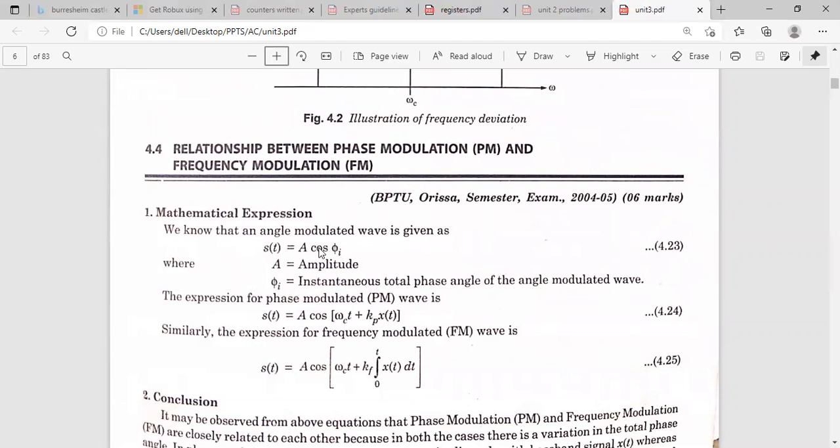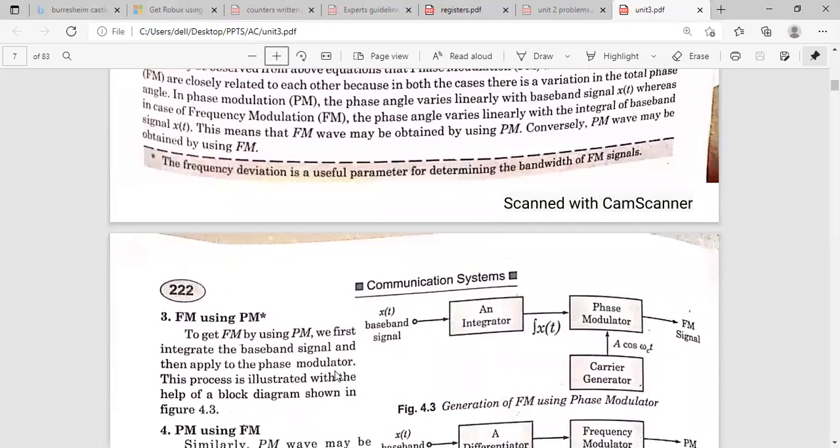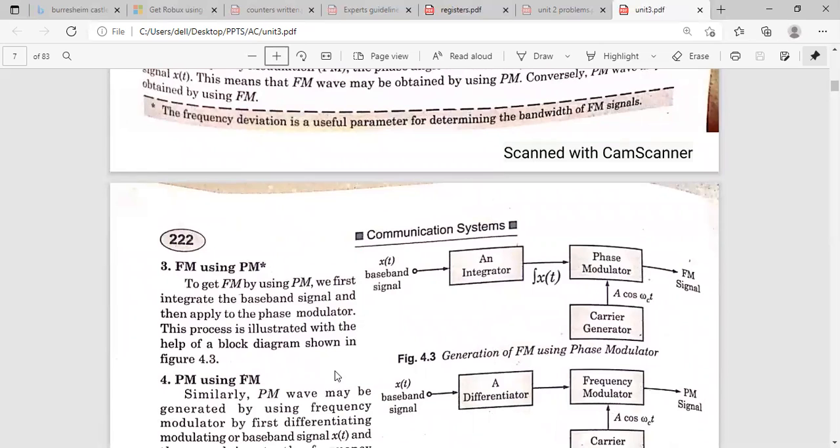Okay, and here is the relationship between the phase modulation and the frequency modulation. So we know the generalized expressions for the phase modulated wave. So this is the generalized expression for the phase modulated wave, and this is the general expression for the frequency modulated wave. Okay, so here final conclusion enti ante, we can implement a phase modulator by using a frequency modulator, and in similar way a frequency modulator by using a phase modulator.